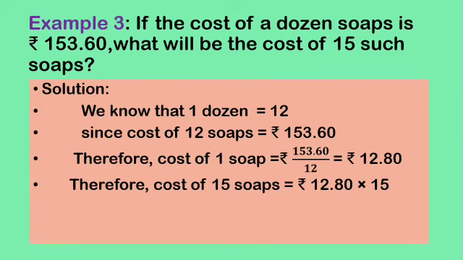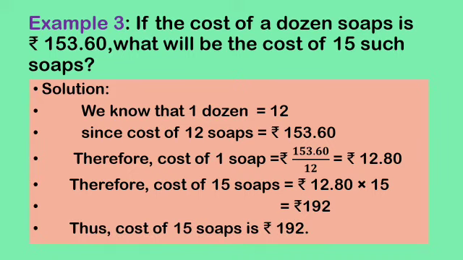Now we can find the cost of 15 soaps. So cost of 15 soaps equals 12 rupees 80 paisa multiplied by 15, which equals rupees 192. So thus cost of 15 soaps is rupees 192.